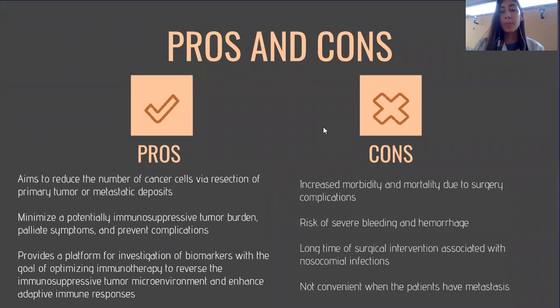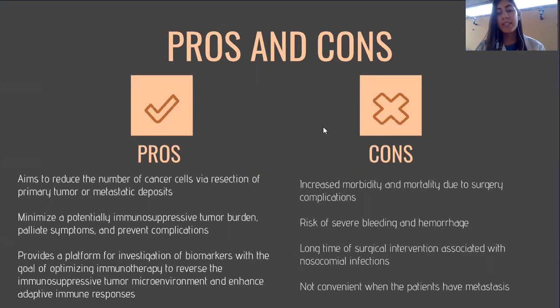Pros and cons. What are the pros of cytoreduction? It aims to reduce the number of cancer cells via resection of primary tumor or metastatic deposits. Minimize a potentially immunosuppressive tumor burden, palliate symptoms, and prevent complications. It provides a platform for investigation of biomarkers with the goal of optimizing immunotherapy to reverse the immunosuppressive tumor microenvironment and enhance adaptive immune responses. But what are the cons?